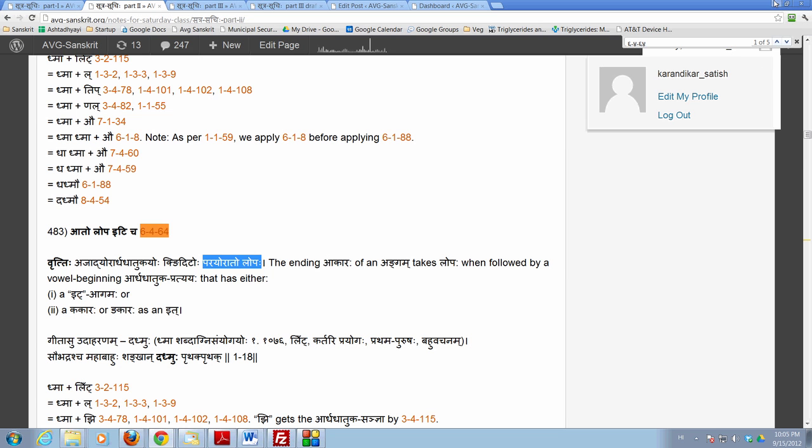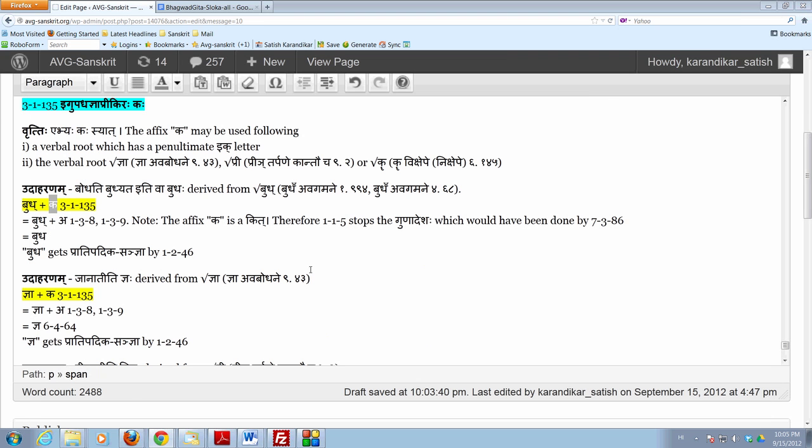For example, we take the dhatu jnya. Dhatu jnya, we have to derive the form jnya. So we can apply ato lopa iticha. These are the reasons why Panini uses this kakara as an it in the affix ka: in order to stop the gunadesha by 1.1.5 kiniticha, and also do the akara lopaha by ato lopa iticha.